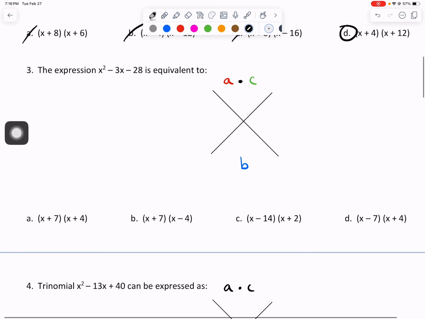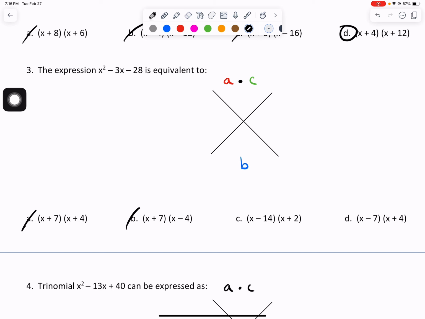All right, for the next one, the expression x squared minus 3x minus 28. All right, well, let's take a look. 7 times 4 gives us 28, not negative 28. So immediately I'm getting rid of A. All right, 7 times negative 4, yes, it does give us negative 28, but 7 minus 4 is a positive 3 and not a negative 3. So we get rid of B.